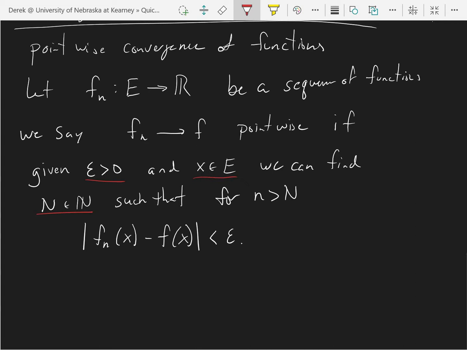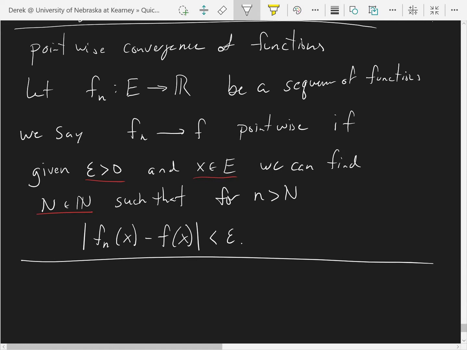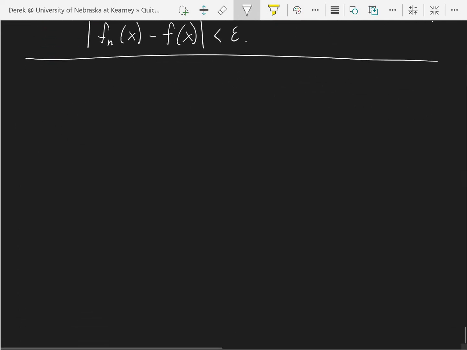Uniform continuity was a little bit different. Uniform continuity says all I had to do was pick epsilon, and I could find a delta that worked everywhere. So pointwise convergence is sort of like continuity at a point. The other convergence we'll talk about is called uniform convergence, and it's sort of like uniform continuity. I pick an epsilon and I get an N value that works everywhere for that epsilon. Okay, so let's see an example of why pointwise convergence is useful, but not as useful as uniform convergence.